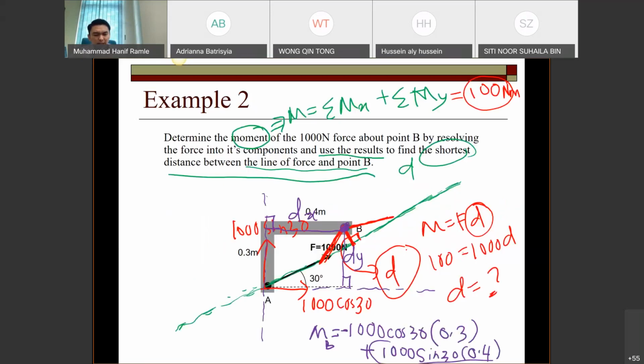All right. So again, my question is why do we get the x component in a negative sign? Why? Anyone? Come on, guys. Why?